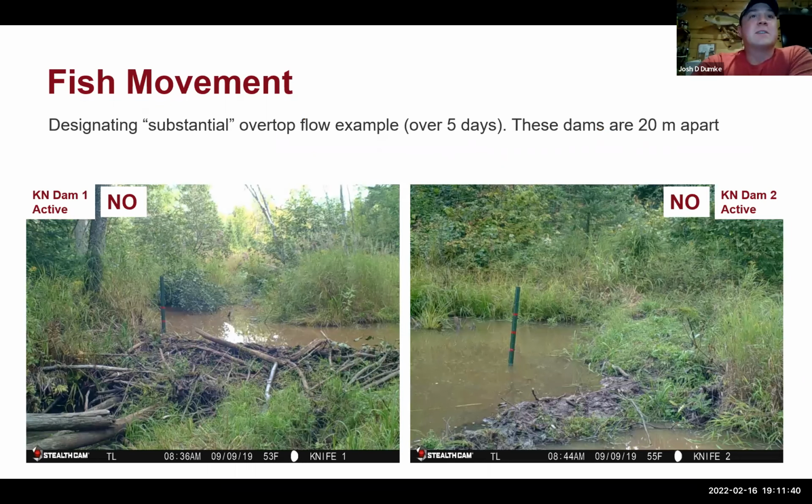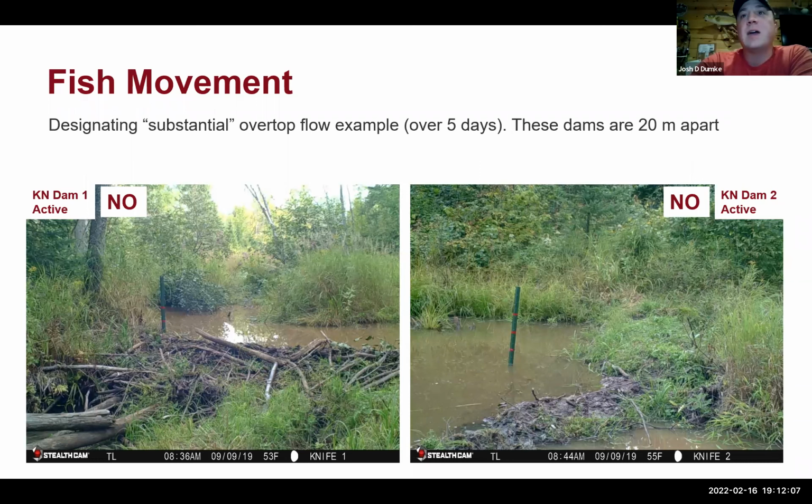So what is a substantial overtopping flow? It's not very well defined. So this is what I'm going to show you here, designating substantial overtopping flow over 5 days in a period when we got about 2.5 inches of rain. These two dams are 20 meters apart. This is on the Knife River. On the left is Knife River Dam 1, which is 20 meters downstream of Knife River Dam 2.